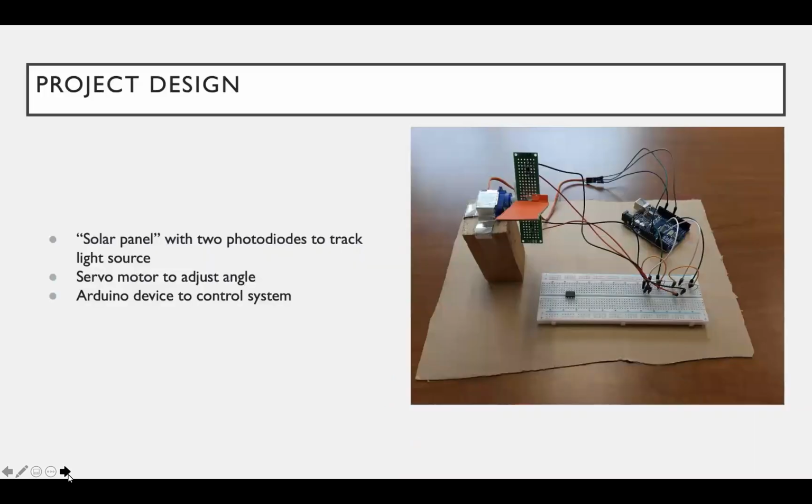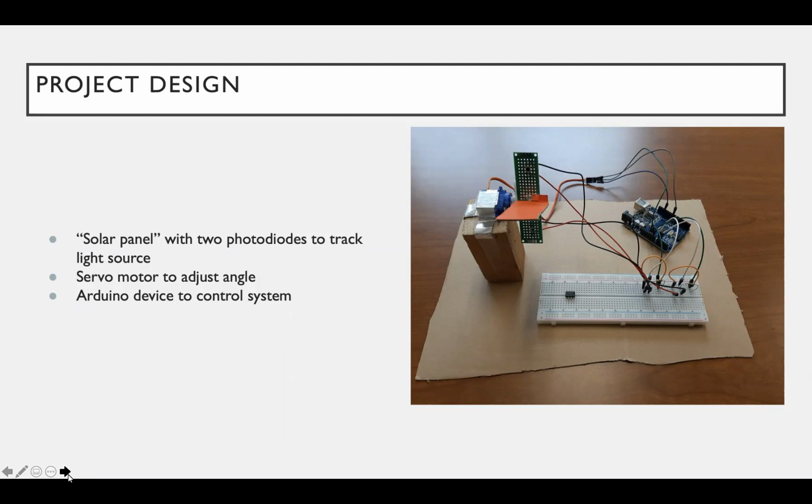Our project was designed with the following. There is an Arduino, a breadboard, a servo motor, and 2 photodiodes that were used to model a solar panel. The 2 photodiodes would receive light and output a voltage signal, which is read by the Arduino and transmitted to the computer, where we were able to track the voltage output and the difference between the 2 photodiodes.